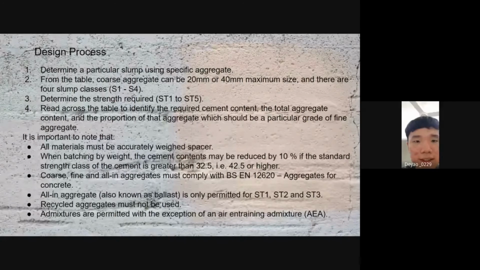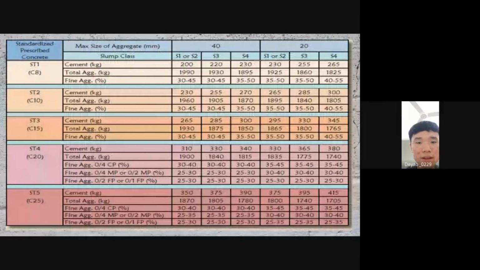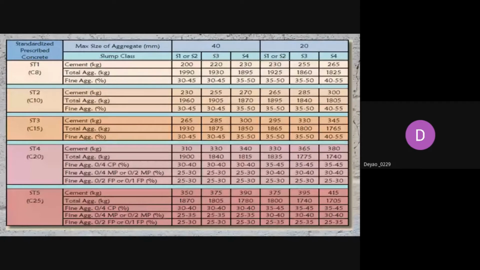Okay, for the design process, first, we need to specify the aggregate. So, from the table, coarse aggregate can be 20 mm or 40 mm maximum size. And there are 4 slump classes, from S1 to S4. Then, we determine the strength required, standard mix from ST1 to ST5. Read across the table to identify the required cement content, the total aggregate content, and the proportions of the aggregate, which should be a particular grade of fine aggregate.